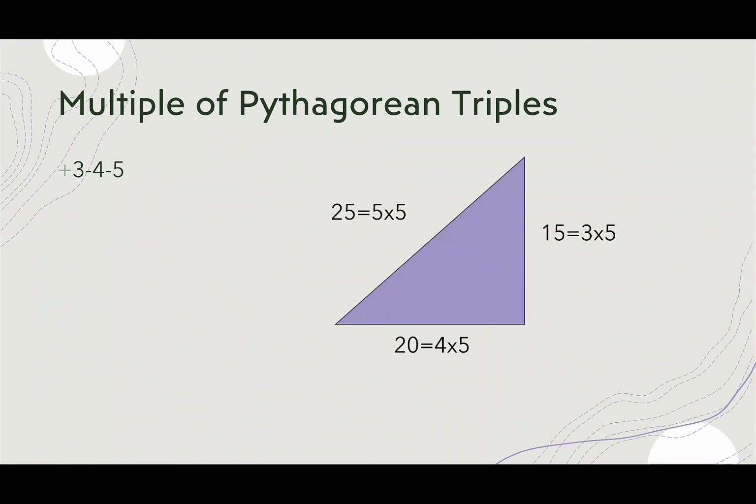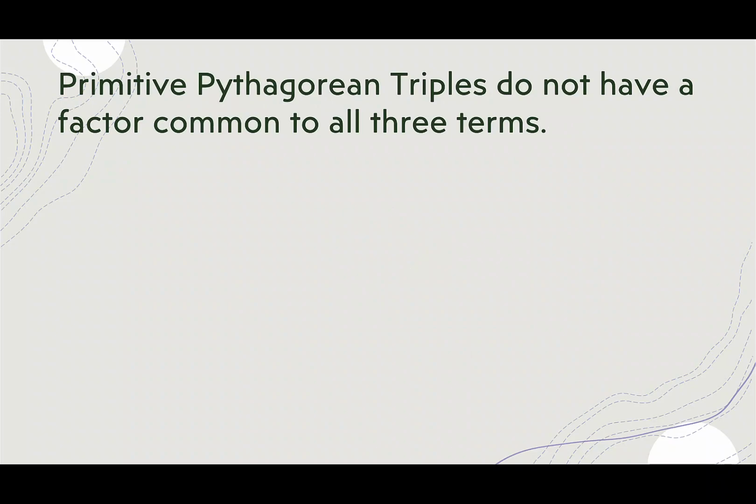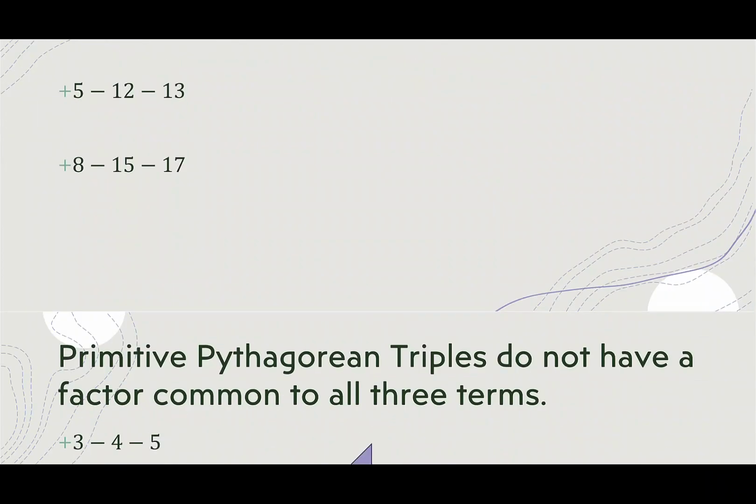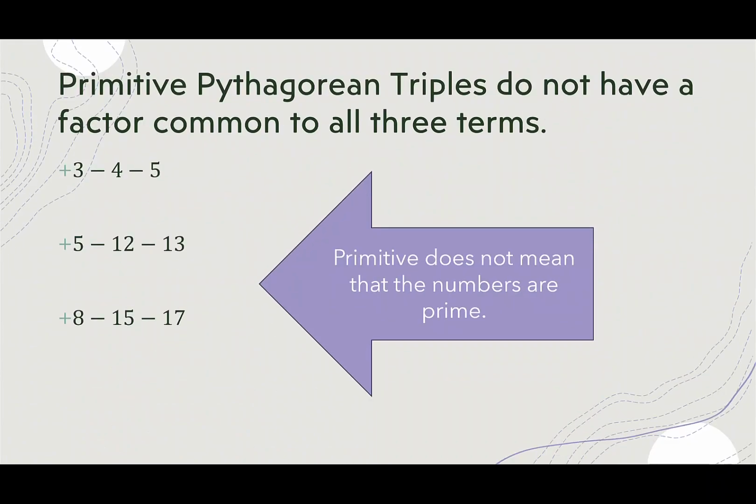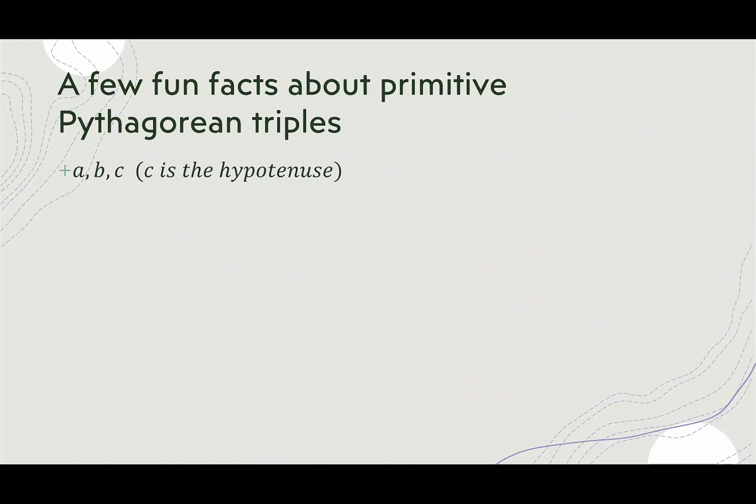We know 4 times 5 is 20, so now we have our missing side, and we never had to square 15 or 25. Primitive Pythagorean triples do not have a factor common to all three terms. That goes back to our 3, 4, 5; 5, 12, 13; and 8, 15, 17. Be careful to note that primitive does not mean the numbers are prime. When I look at 5, 12, 13, 12 is not prime, or in 8, 15, 17, neither 8 nor 15 are prime.